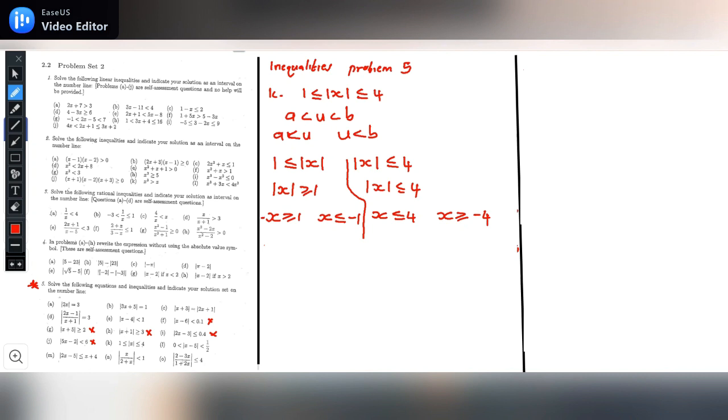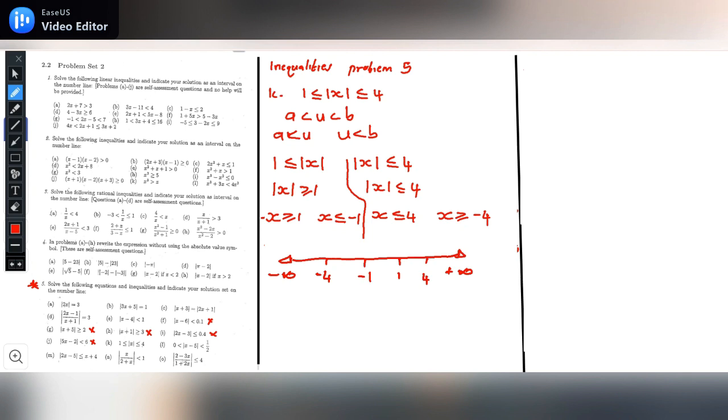So now, what do we do after here? We have to draw our interval, from negative infinity to positive infinity. Therefore, we have negative 4 here, we have negative 1, we have 1, we have 4. See how interesting this topic is, right?